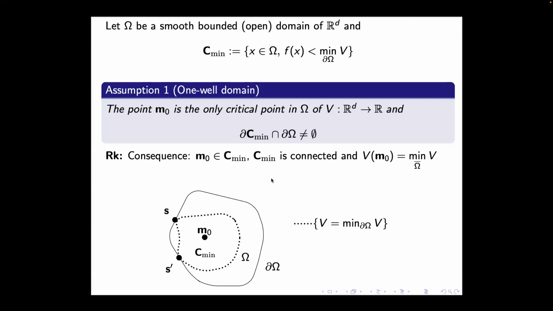What is C min? It is the set of x such that V of x is strictly less than the min of V on partial omega. Under this assumption, and some elementary topological arguments, we can show that M naught belongs to C min, that C min is connected, and that V of M naught is the minimum of V on the closure of omega. So it really corresponds to this picture.